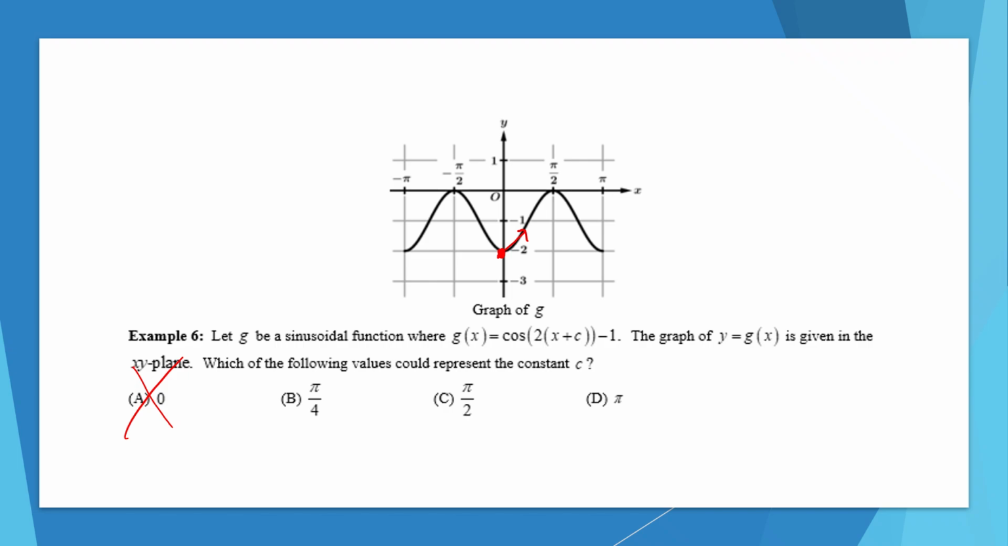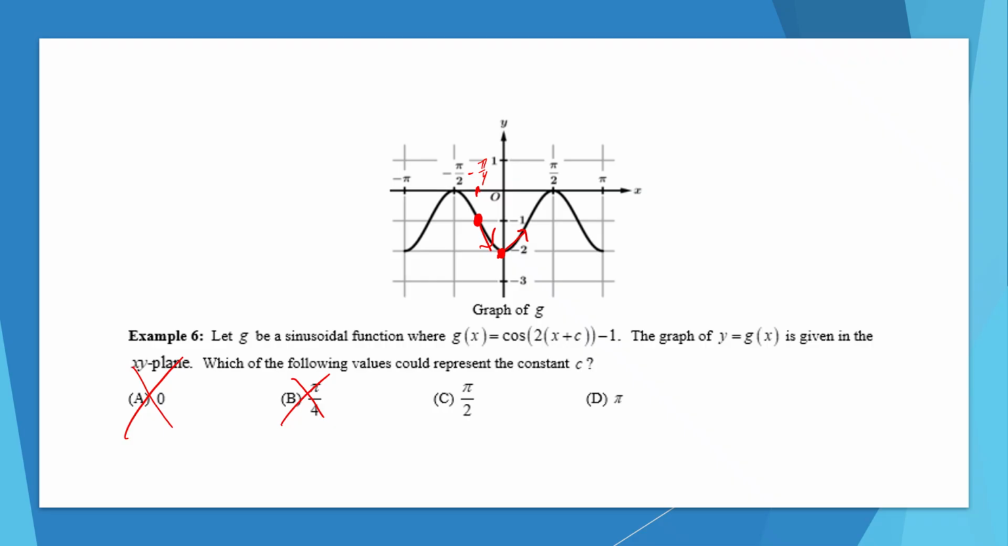B, positive pi over 4. That's moving it pi over 4 units to the left, sorry, if it's plus pi over 4. So this happens to be smack dab in between negative pi over 2 and 0, which would be negative pi over 4. That's where it would start, which is at the midline going down. That doesn't even come close to being a maximum, so we're going to eliminate B. C is positive pi over 2.